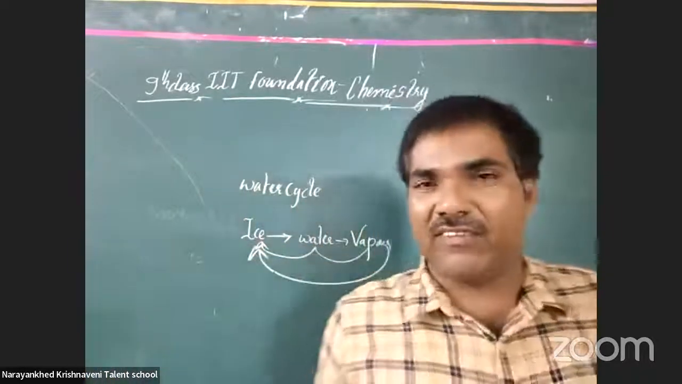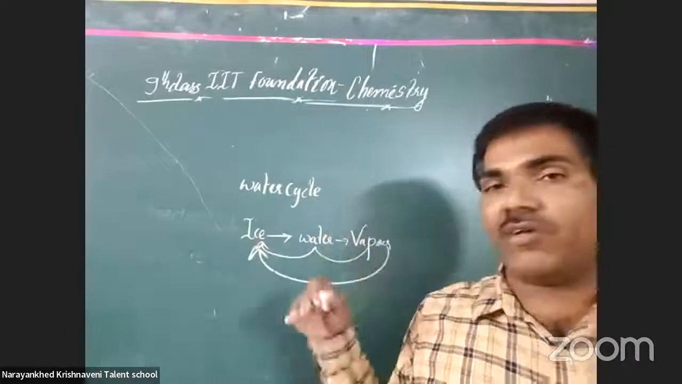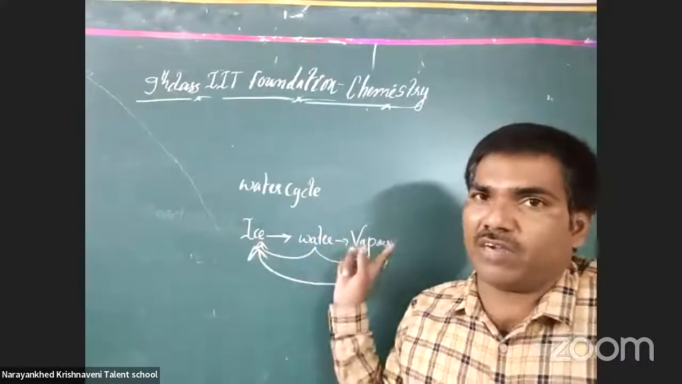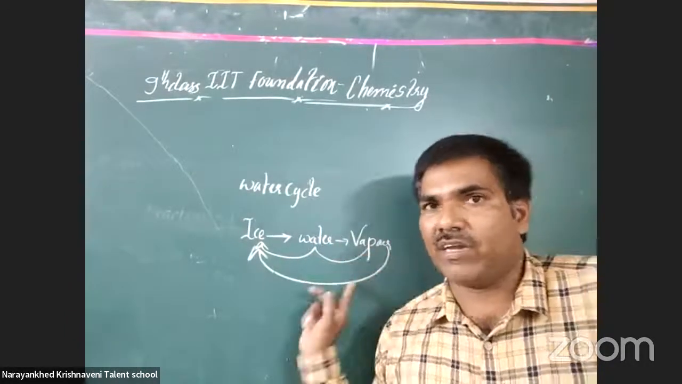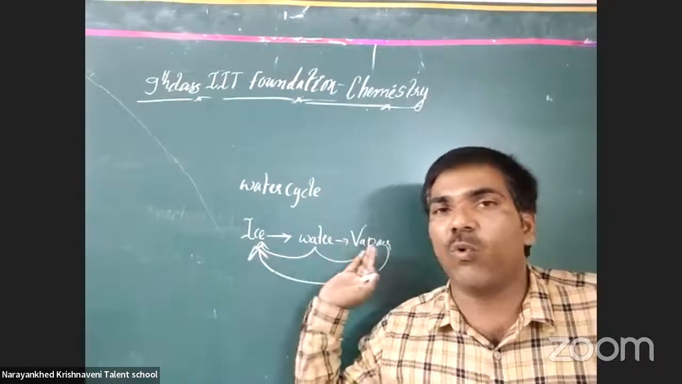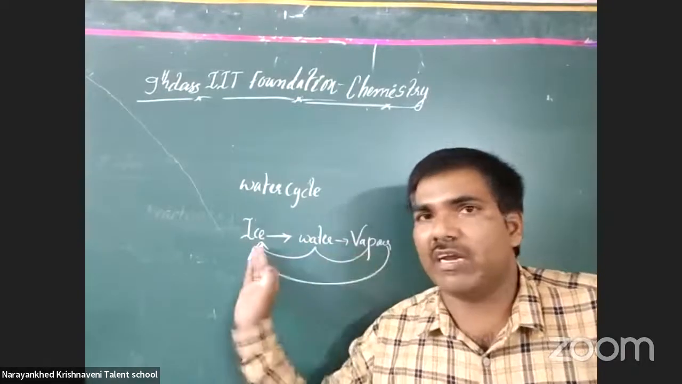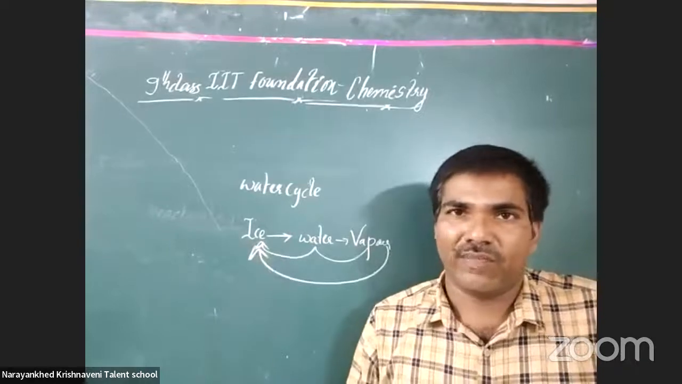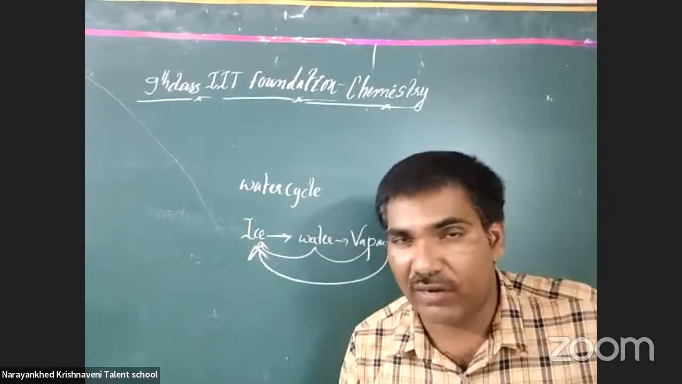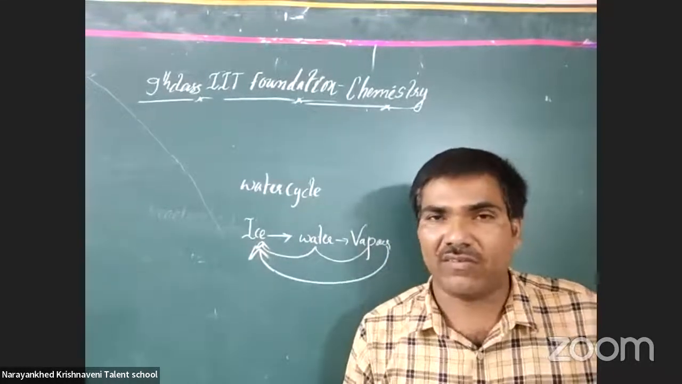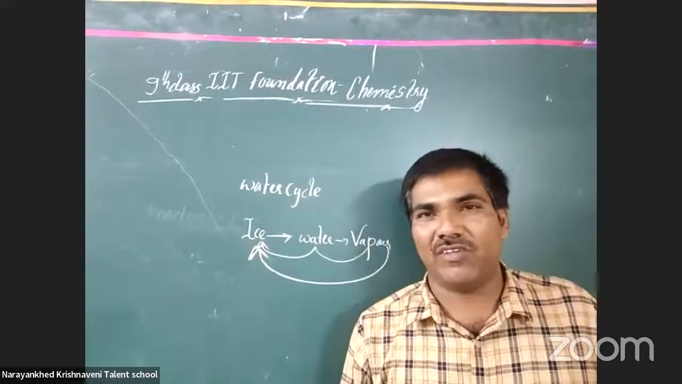When we heat ice, it is converted to water. When we heat the water, it is converted to vapor. When we go with the reverse process and cool things down, we again get ice in the end. This type of changes are called what? Physical changes. Next, come to chemical changes.